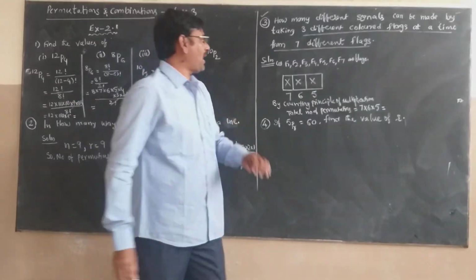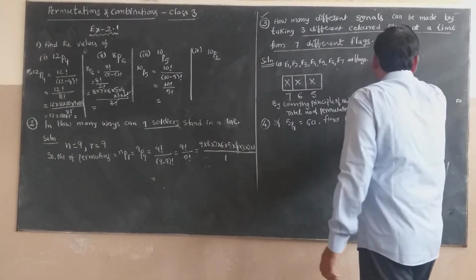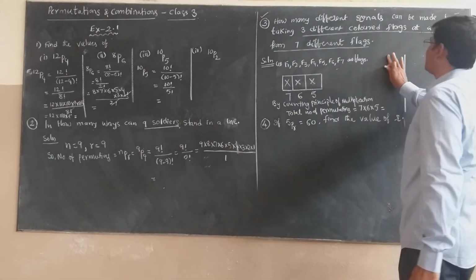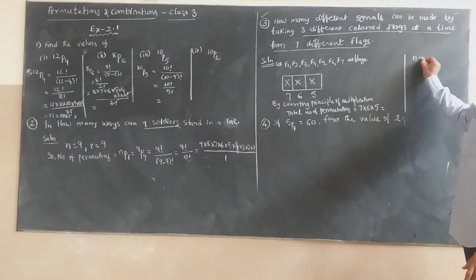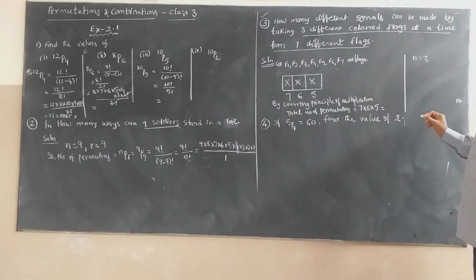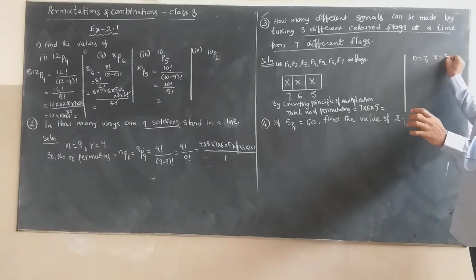I will explain the same question by making use of the formula. By making use of the formula, it is very simple. Here, what is the total number of things? N is equal to 7. How many colors do we have to choose? R is equal to 3.